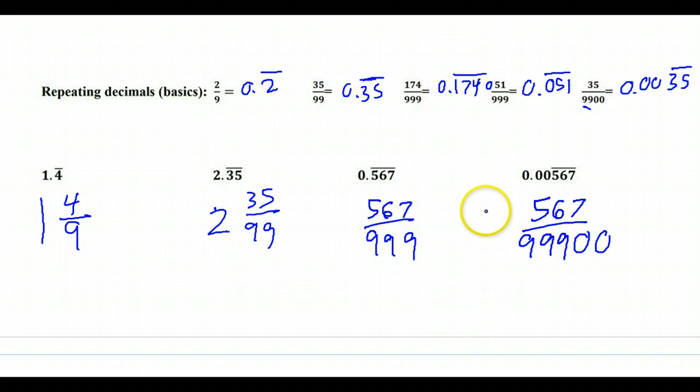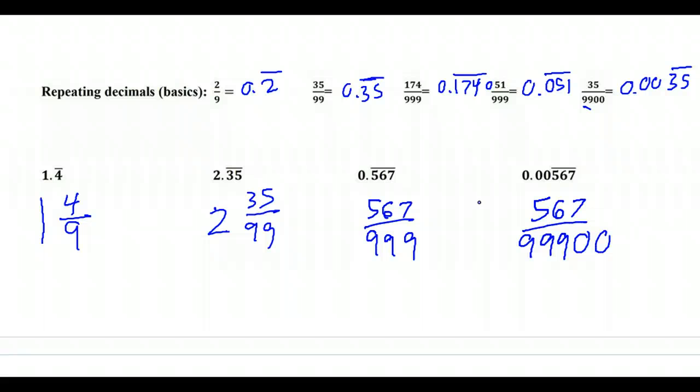They're not that bad. So just remember that. If you have one digit that's being repeated, you have a 9 on the denominator. Two digits repeated, two 9s. Now they do get a little bit trickier. So if you had like 1 and then a repetition of 56, 56, 56.